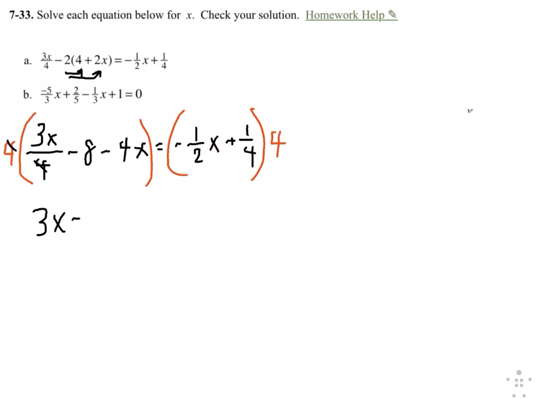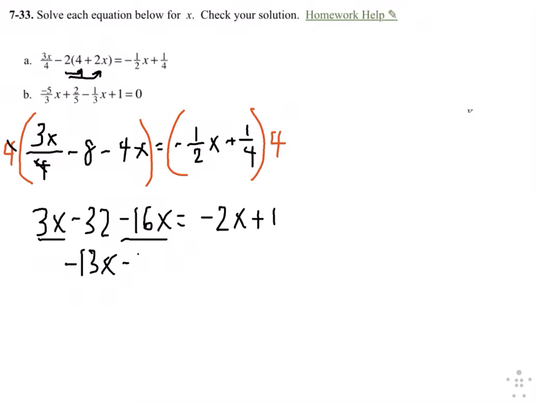4 times negative 8 is minus 32. 4 times negative 4 is negative 16x. On the right side, 4 times negative 1/2 is negative 2x, and 4 times 1/4 is 1. Okay, so now I have no fractions, so now I combine my like terms. 3x minus 16x is negative 13x minus 32 equals negative 2x plus 1.